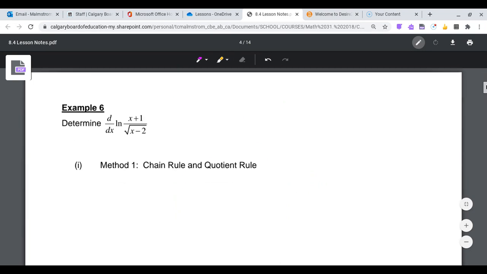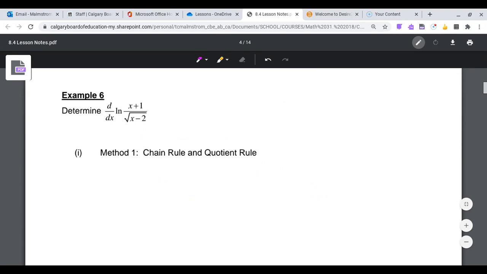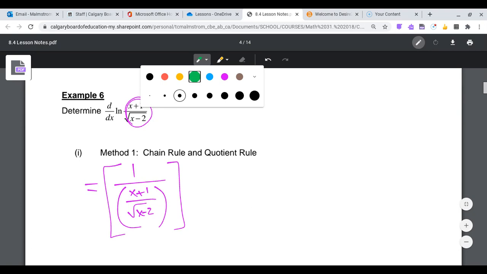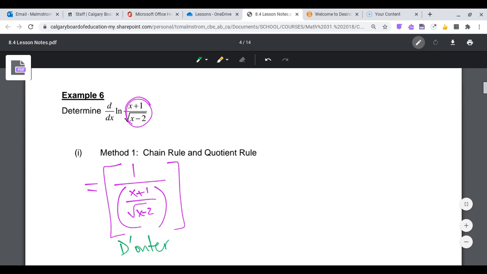Okay, number 6. So we got ln of a really crazy argument. So method 1 of this would be to use your chain rule and your quotient rule. So we'll look at that first. So the derivative of this is going to be equal to 1 on the argument, ugly, ugly, like this, and that's the 1 on u part, and then followed up with the derivative of the argument. So we've got our d outer, and now we have to do the quotient rule for the inside stuff.